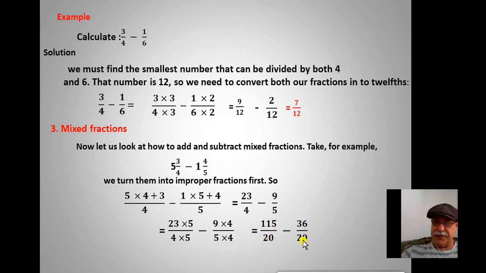Now the denominator is the same. Now I make the same process: 115 minus 36 over 20, 79 over 20. This is the result. And I simplify. I see 79, how many 20 is it? 3 and remainder 19 over 20. This is the final answer.